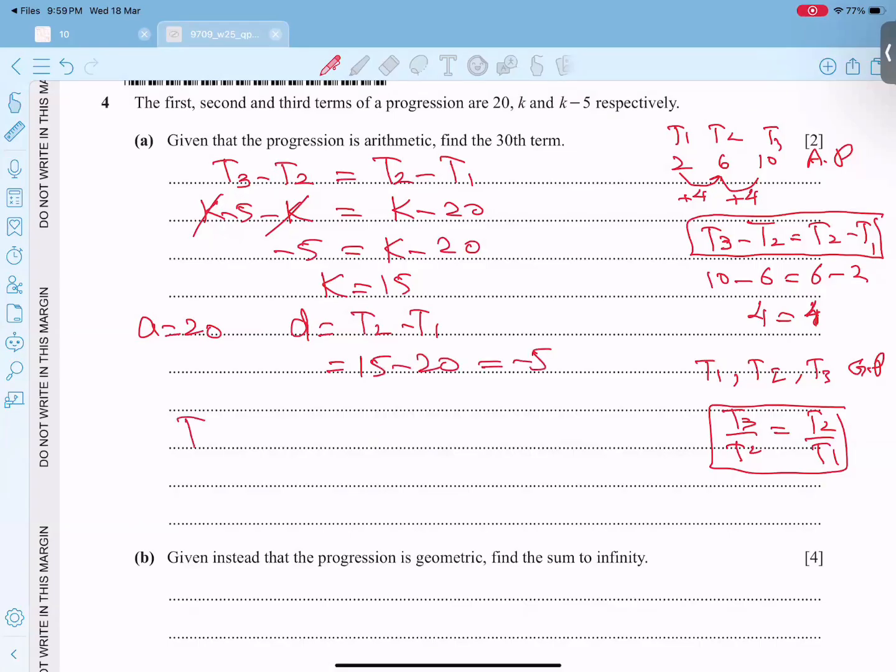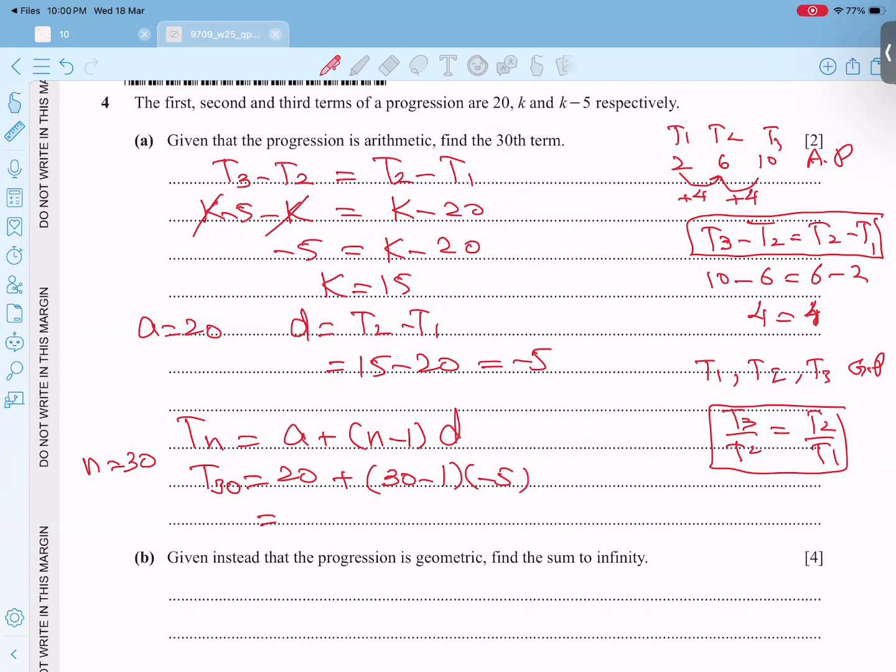Now the formula of AP: Tn is equal to a plus n minus 1 into d. I replace a by 20, and we are looking for the 30th term, so n is replaced by 30. So 30, and minus 5. If we apply it in the calculator, 20 plus 29 times negative 5, we get negative 125. Alhamdulillah, I think that part is done.